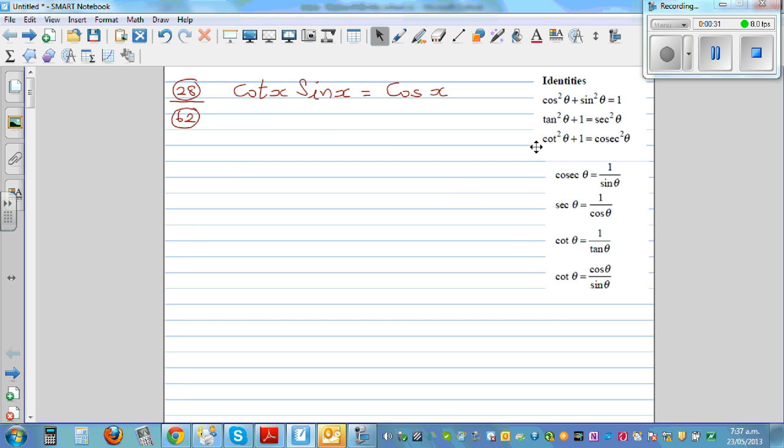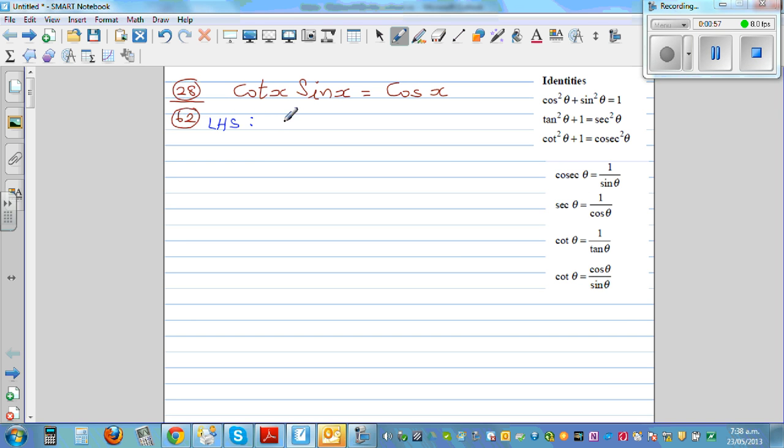When you look at these types of questions, you have to always have an eye on these identities. What they're asking us to prove is that cot x times sin x is equal to cos x. There are different ways of proving it. When you have an identity like this, we can change everything into sine and cos. Well, what is cot?